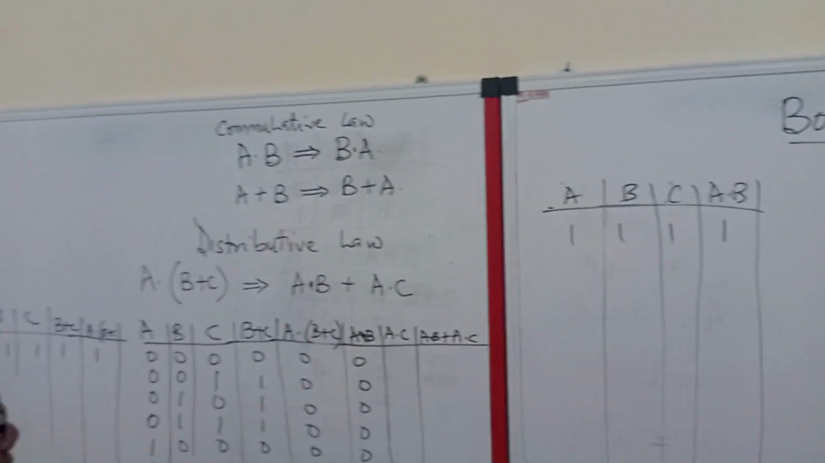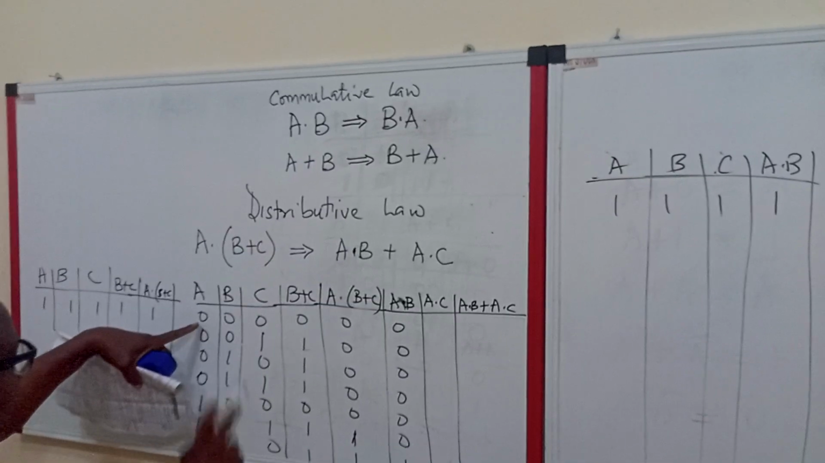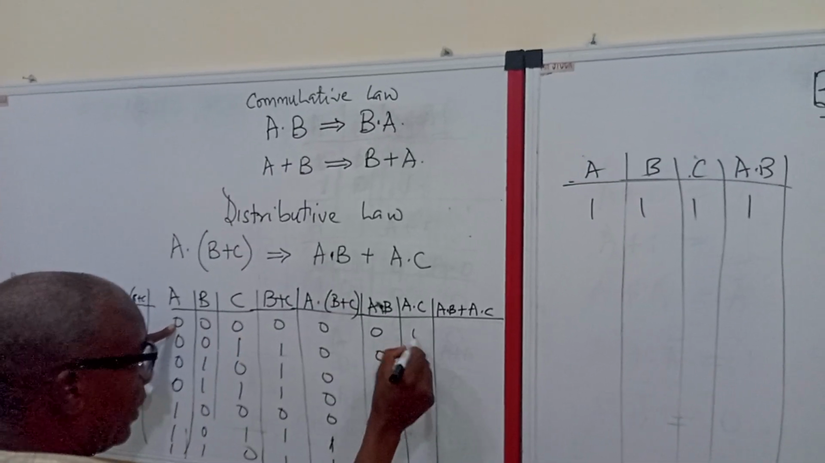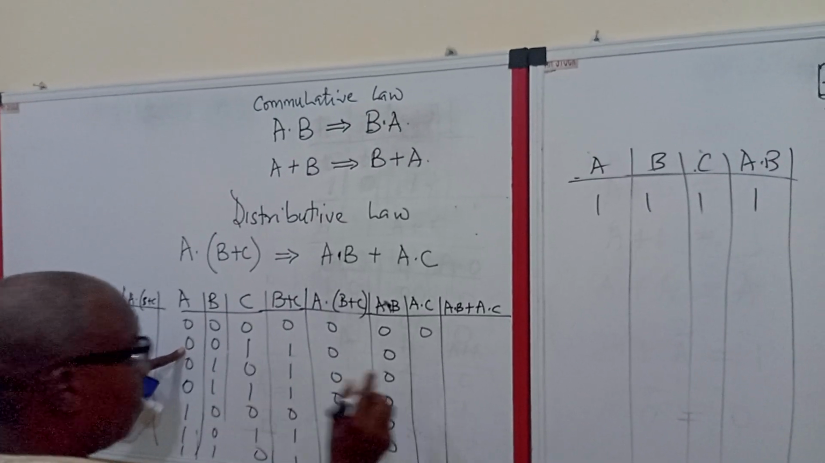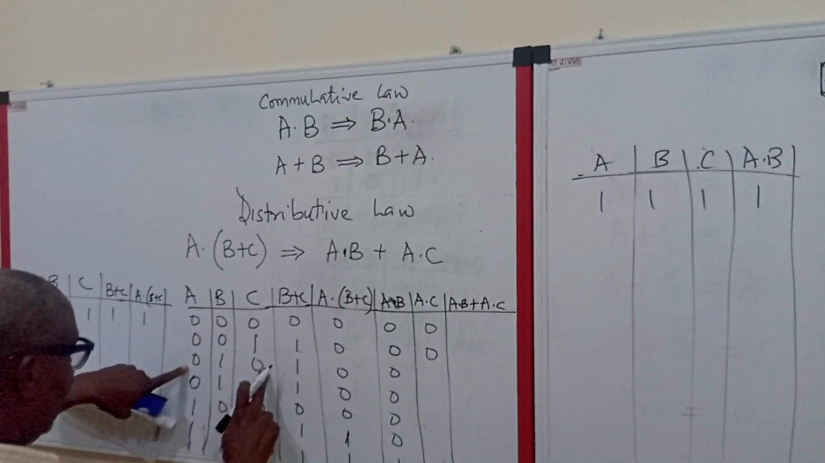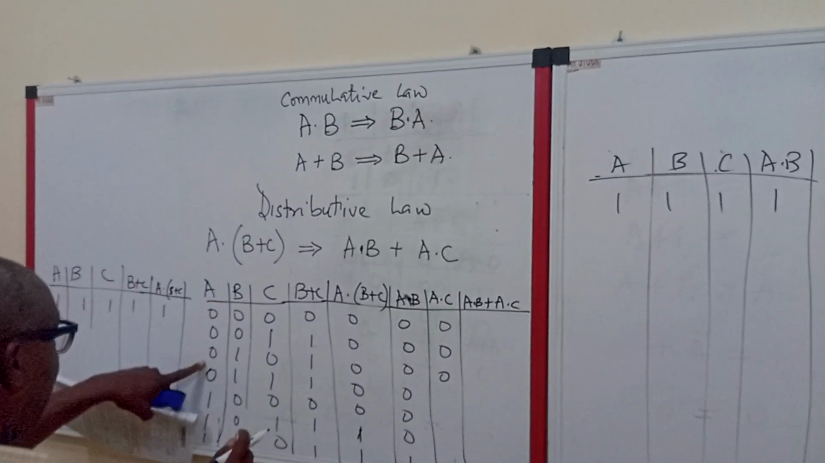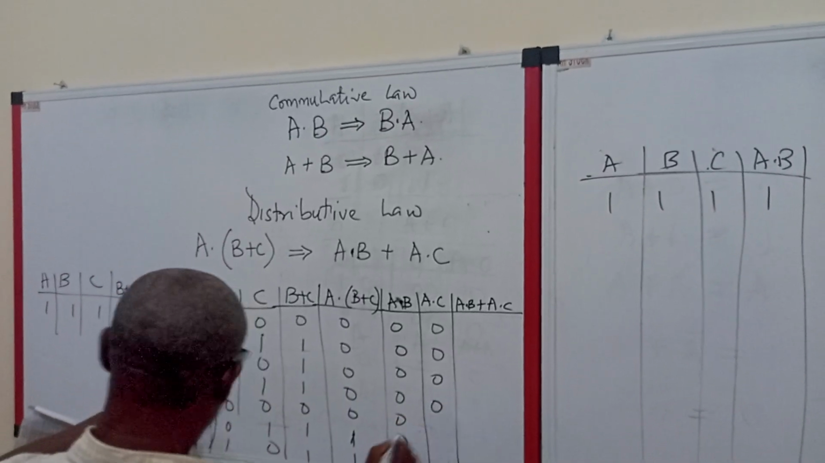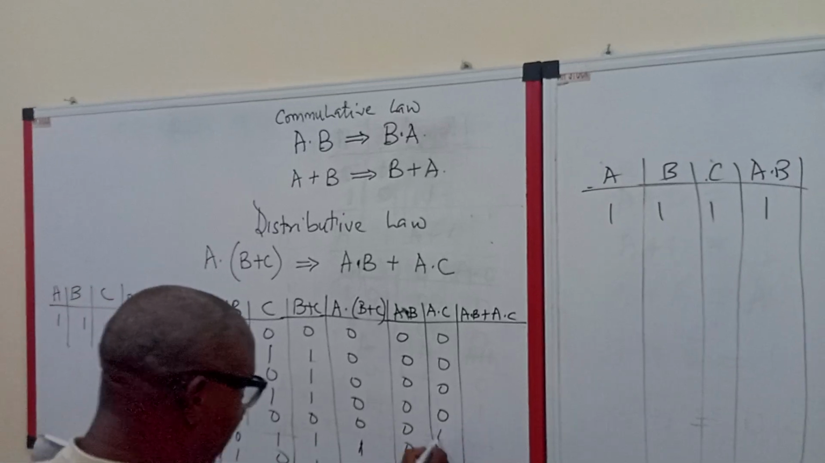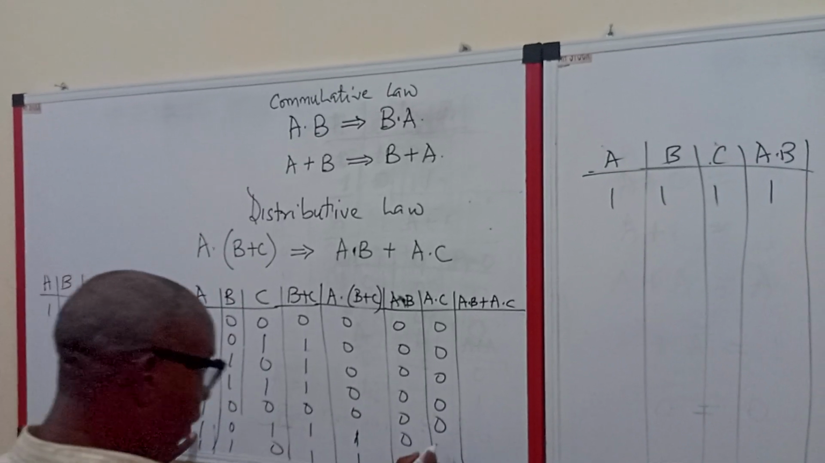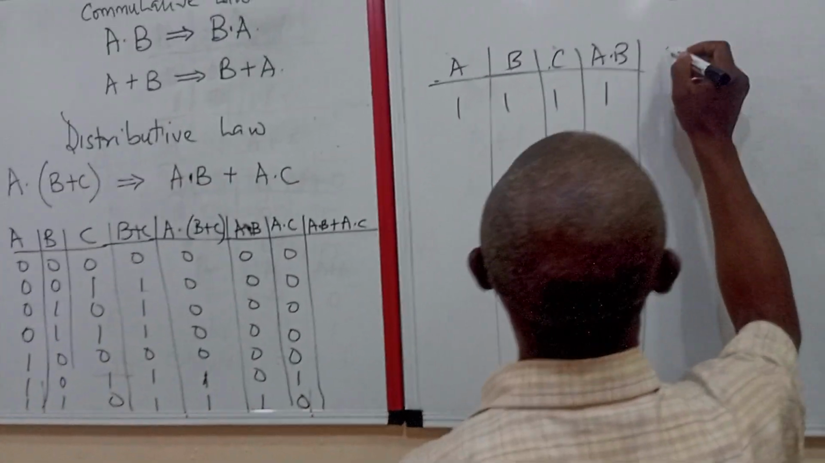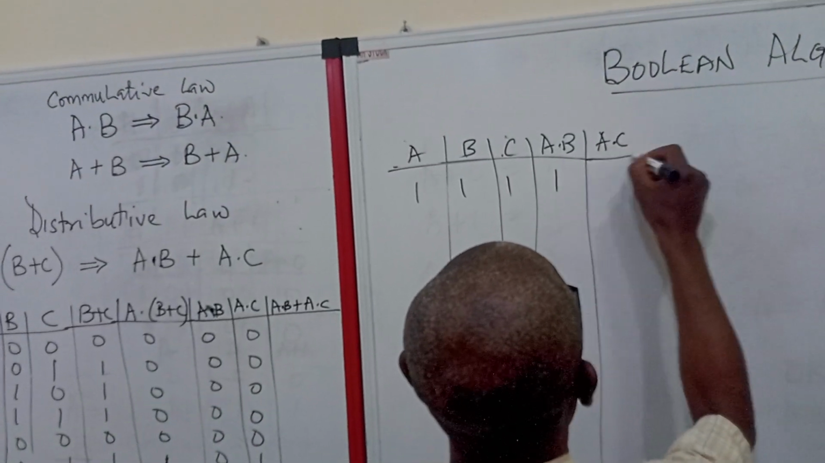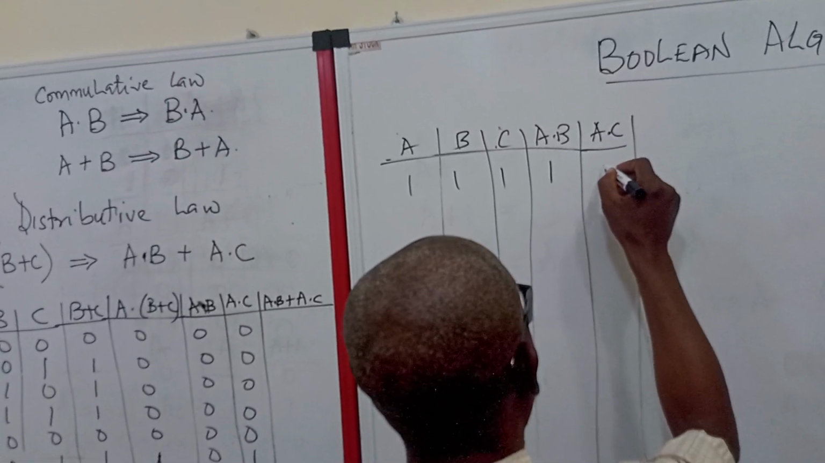Now we go to the next one, A and C. A and C, we have 0 there. We have 0 there, and 0 there. Continuing down the column, A and C gives 0 there, 0 there, then 1 there, then 0 there, and finally 1 there.